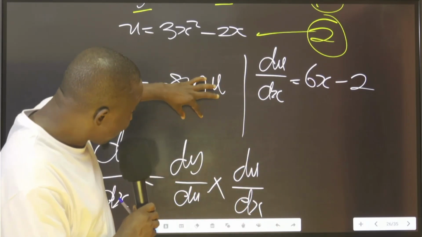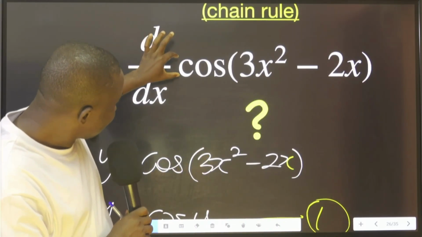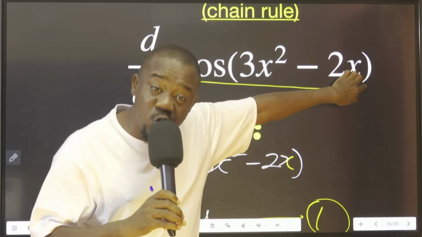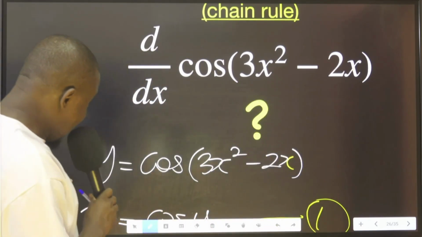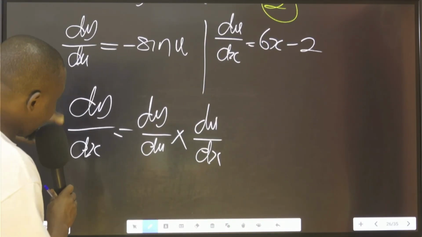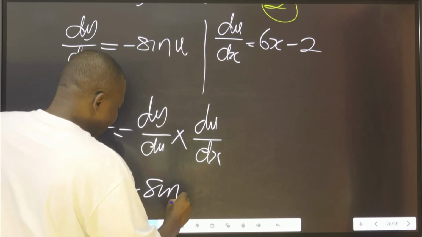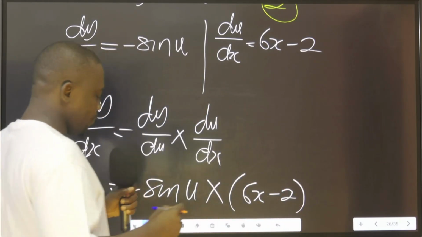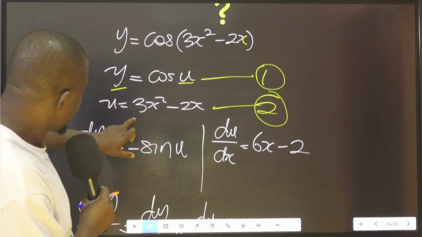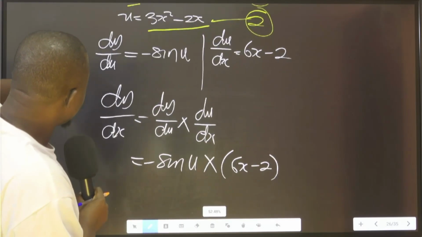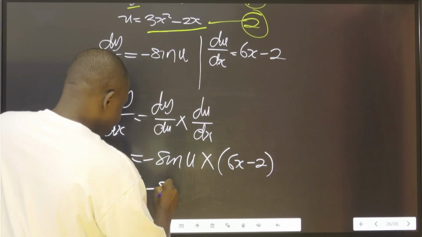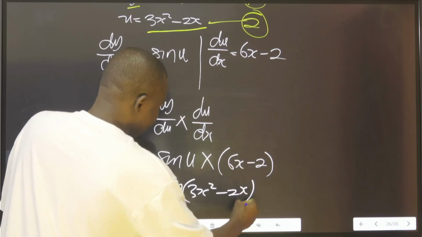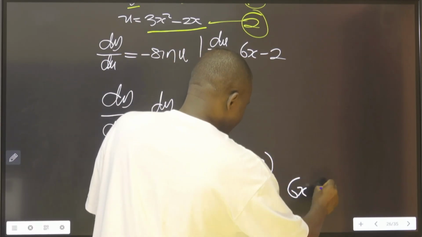Remember, the original question, if you see it like this, is asking us to find dy dx because this one is originally equal to y. Let's continue. So therefore, this is equal to minus sine u multiplied by 6x minus 2. So what is u? This is u. That is minus sine 3x raised to power 2 minus 2x multiplied by 6x minus 2.